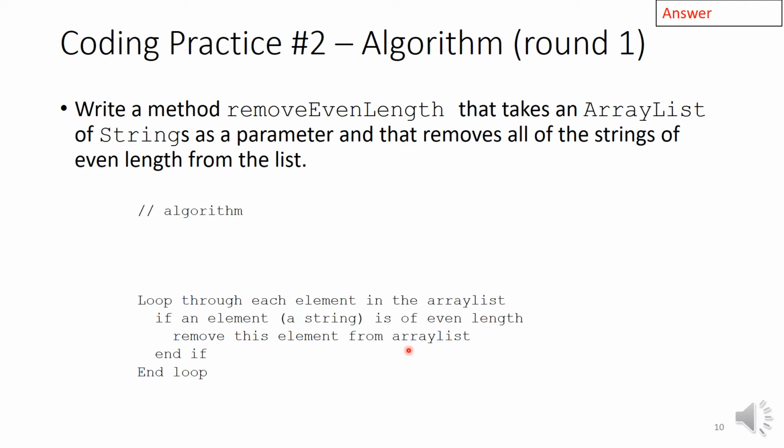Do we have any special cases? Empty array list? Actually, we don't need to handle it separately here, as an empty array list will directly skip the for loop and then finish. We just need to handle a null object. Can you convert this to Java code? Pause and try it.